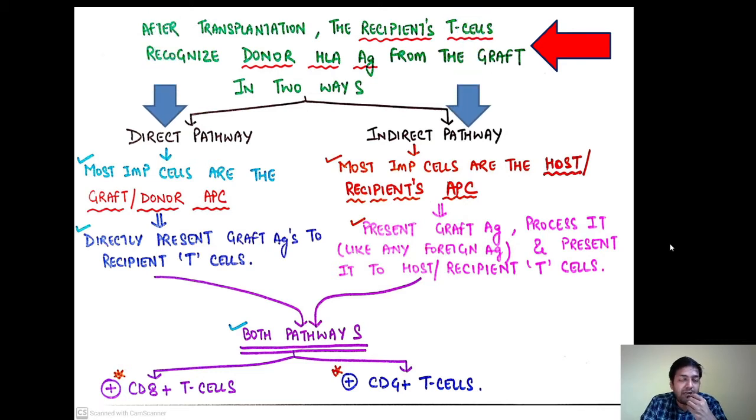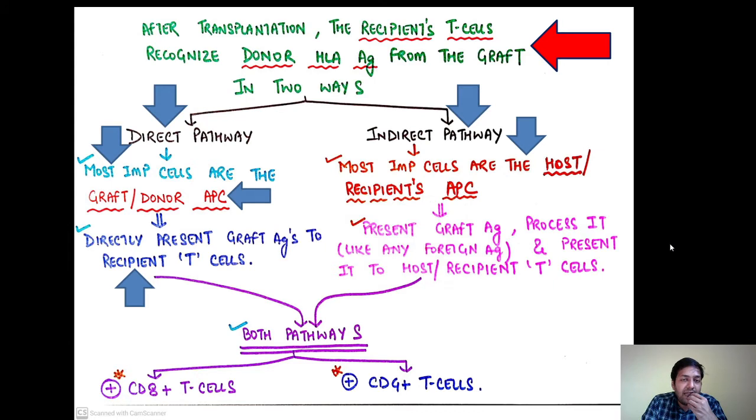What happens in the direct pathway? In the direct pathway, remember the most important cells are the graft or the donor antigen presenting cells. The antigen presenting cells which are present in the graft or in the donor are very important. Why? Because they directly present the graft antigen to the recipient T cell. So the graft antigen presenting cell presents the antigen to the recipient T cell.